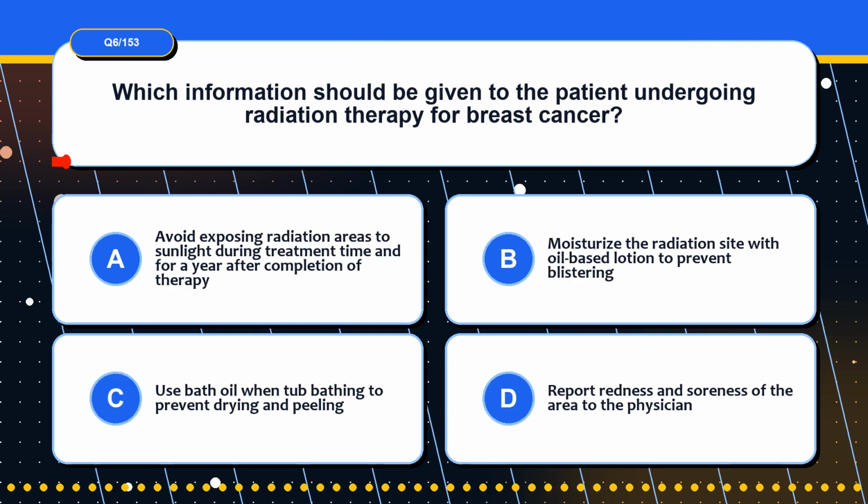Question 6. Which information should be given to the patient undergoing radiation therapy for breast cancer? Here are the options. Option A. Avoid exposing radiation areas to sunlight during treatment time and for a year after completion of therapy. Option B. Moisturize the radiation site with oil-based lotion to prevent blistering. Option C. Use bath oil when tub bathing to prevent drying and peeling. Option D. Report redness and soreness of the area to the physician.